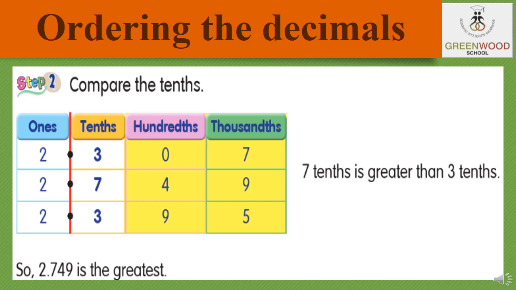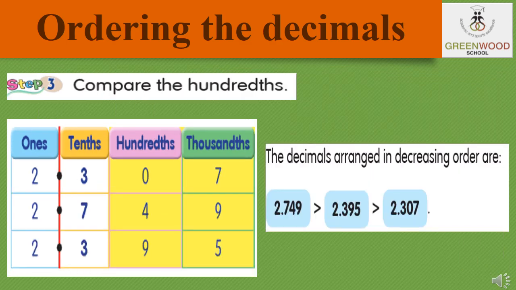Step 2 is compare the tenths. Now in tenths we have 3, 7 and 3. Over here 7/10 is greater than 3/10. That means 2.749 is the greatest decimal among all the three. Now to find the next number, we move on to step 3, that is compare the hundredths. That is 0, 4 and 9. Out of this, 0/100 is smaller than 9/100. That means 2.307 becomes the smallest number.